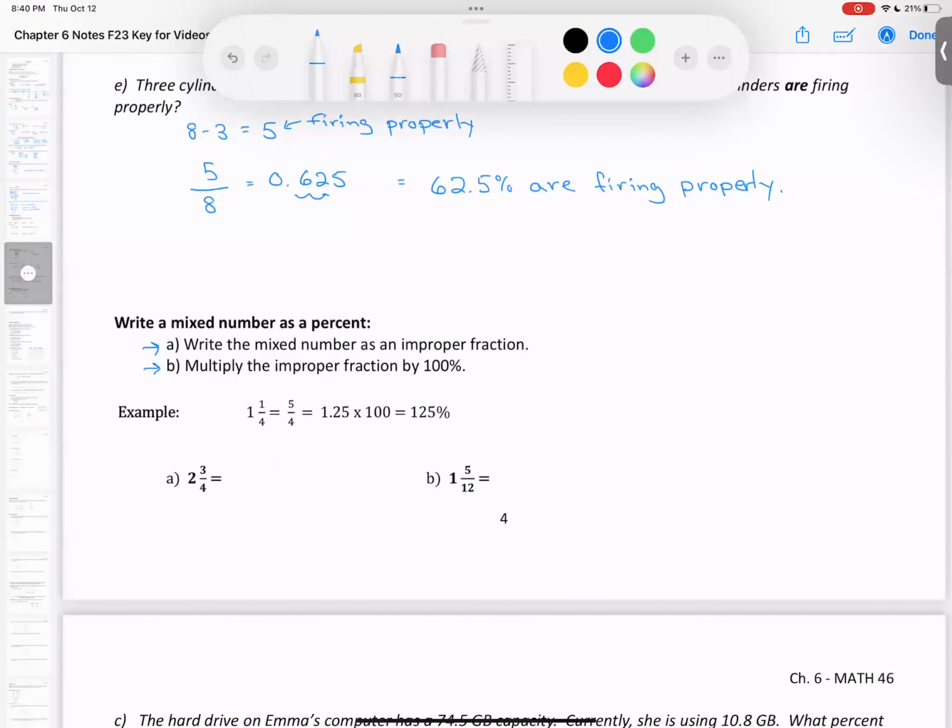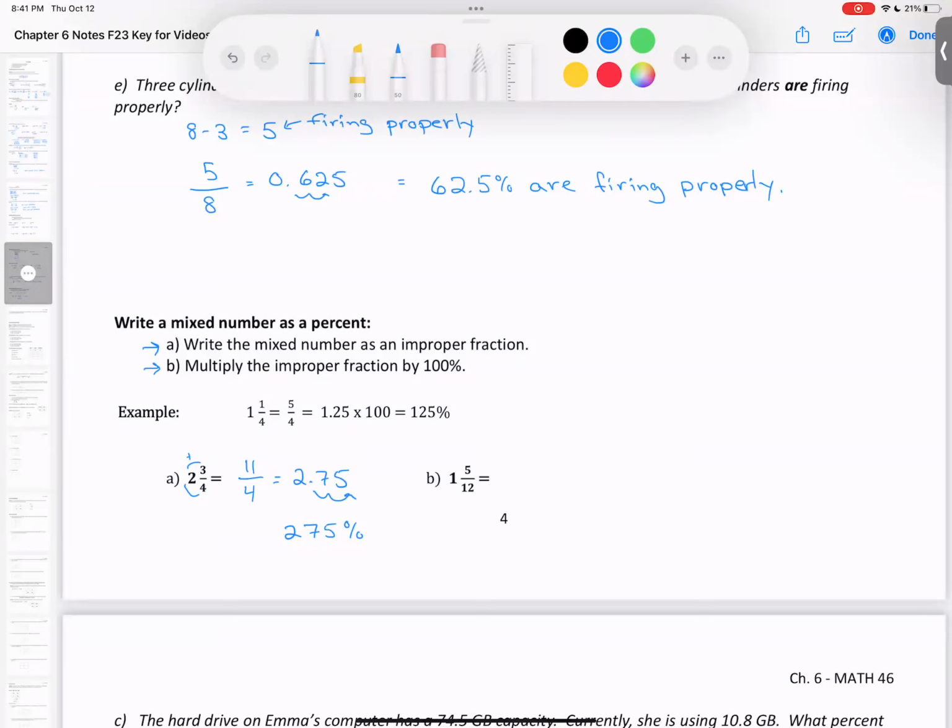So I've got 2 3/4. So step 1, let's write that as an improper fraction. So go ahead and write that as an improper fraction. And you should get 4 times 2 is 8, plus 3 is going to give us 11. So 11 over 4. So let's figure out the decimal answer for 11 over 4. So 11 divided by 4 on my calculator gives me 2.75. Now we've got a decimal answer. Let's convert to a percent. And we get 275%. All right, pause this video and try the next one.